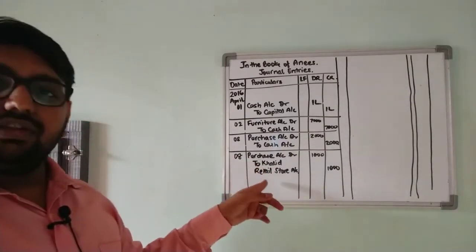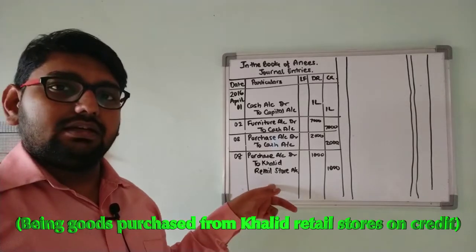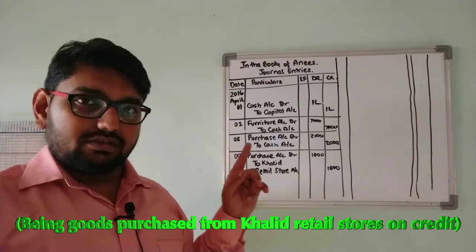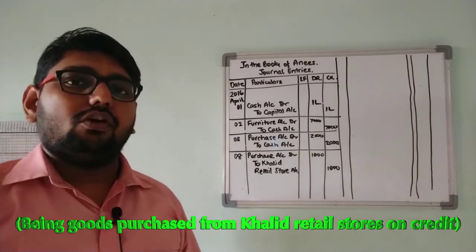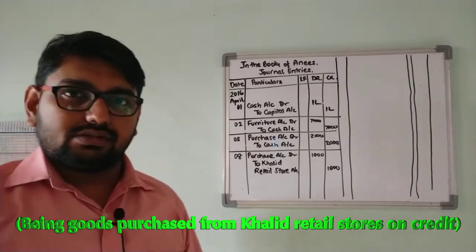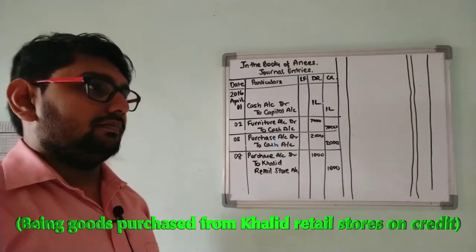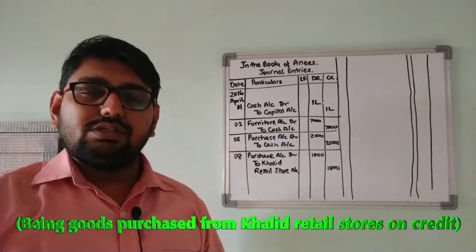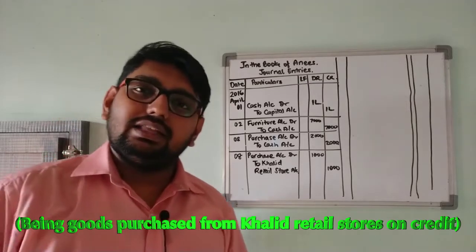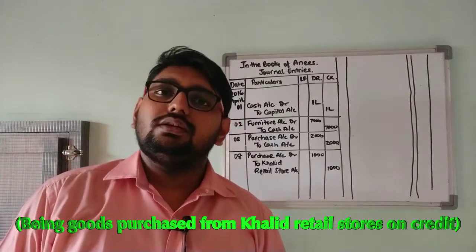So the narration for this is being goods purchased from Khalid retail stores on credit. Being goods purchased from Khalid retail stores on credit.